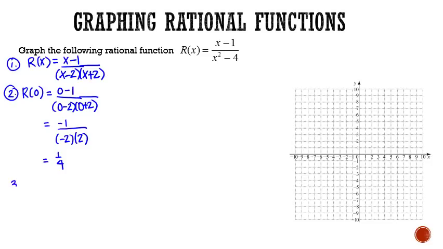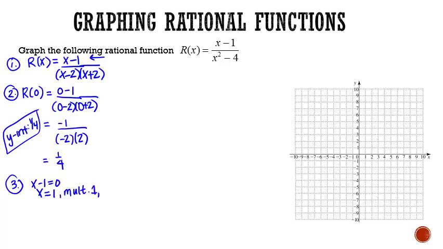Step 3. Find the x-intercepts by setting the numerator equal to 0. So that our numerator is x minus 1. That will equal 0 when x is 1. Determine the behavior of the graph at each x-intercept based on the multiplicity. So the multiplicity of this factor is 1, which is an odd number. So that means the graph will go through at that x-intercept.